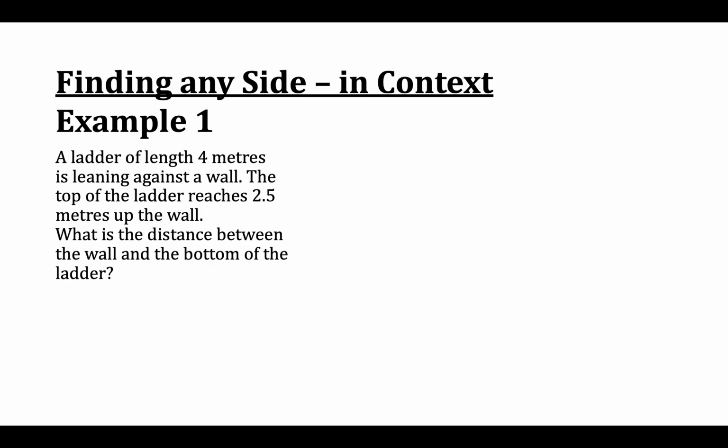So example 1. A ladder of length 4 metres is leaning against a wall. The top of the ladder reaches 2.5 metres up the wall. What is the distance between the wall and the bottom of the ladder?